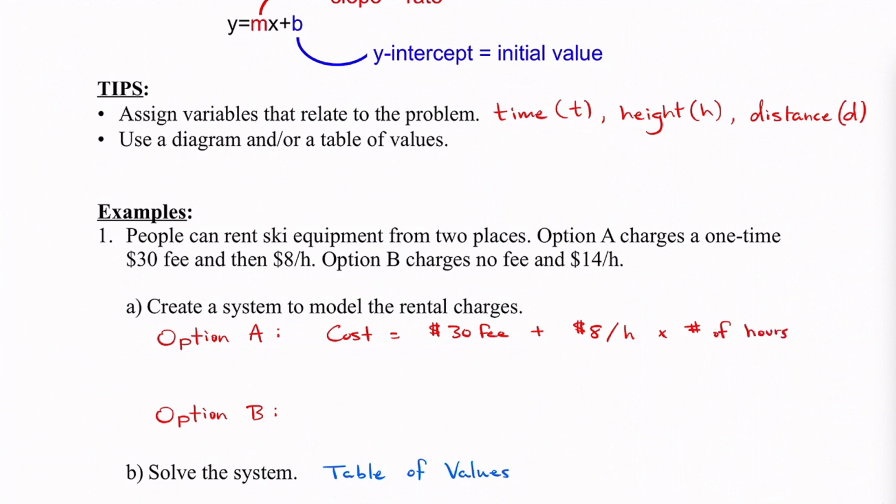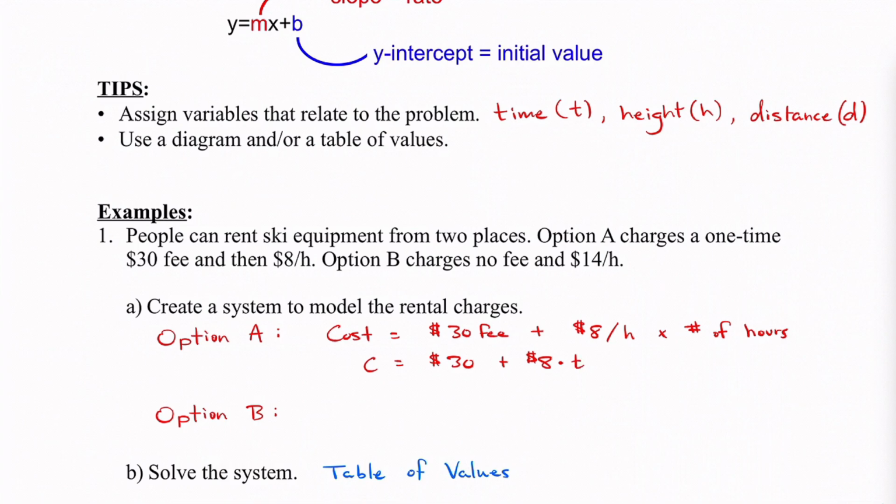So if I change this, maybe I change cost and use the letter C instead. And then my $30 fee, well that's just 30 bucks, so I'm just going to put 30. And then I had 8, and that was being multiplied by our number of hours, and for my number of hours I'm just going to use T.